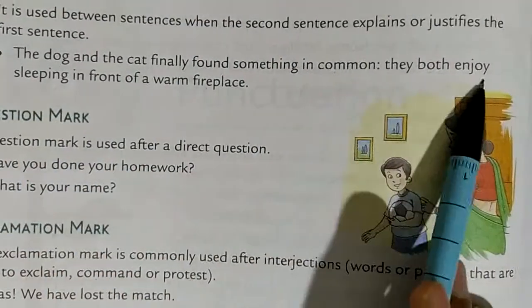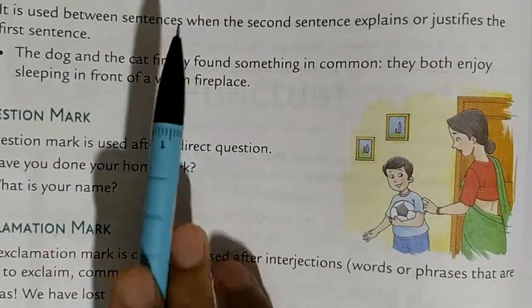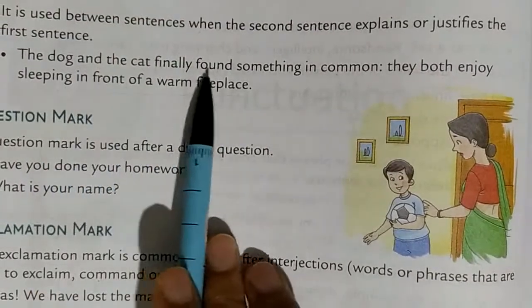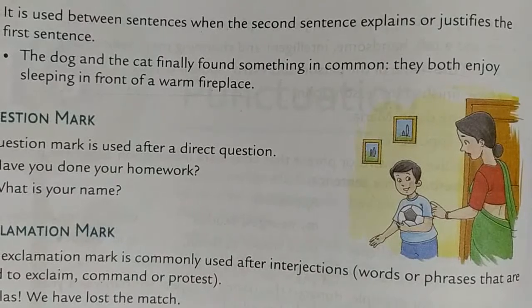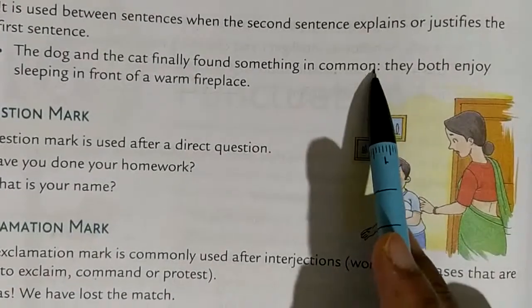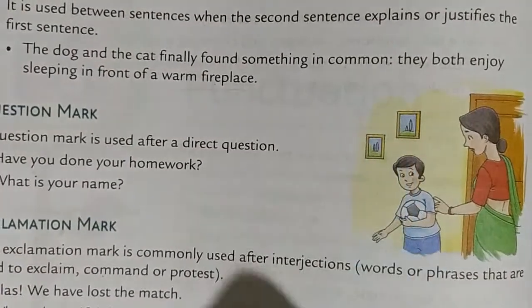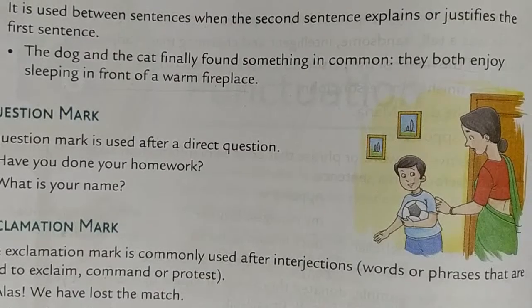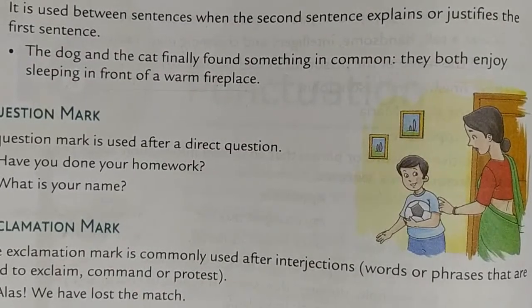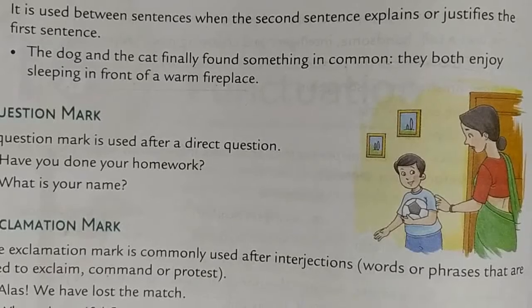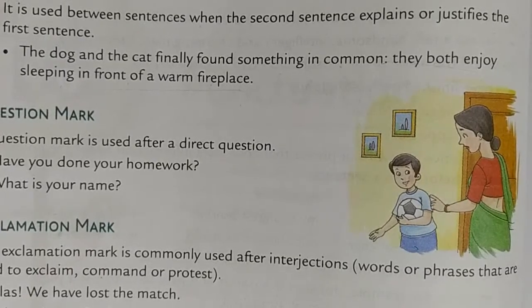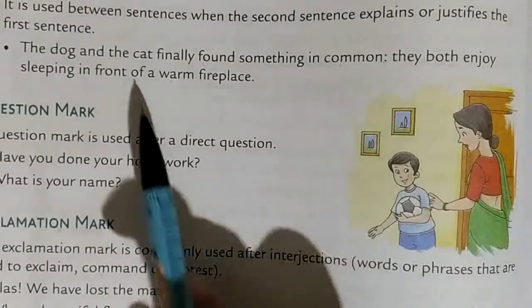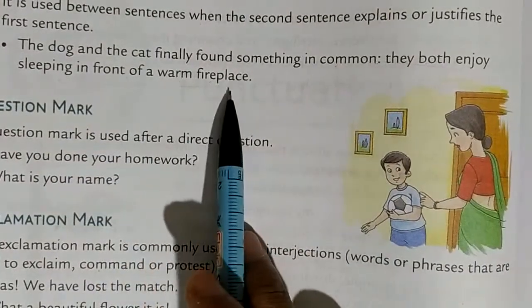When the second sentence justifies the first sentence. How? See, the dog and the cat finally found something in common. What did they find in common? If the sentence had stopped here, we would never have known what the thing was that they found in common. So here, to justify the first sentence, to explain why they both agreed on something, is that they both enjoy sleeping in front of a warm fireplace.